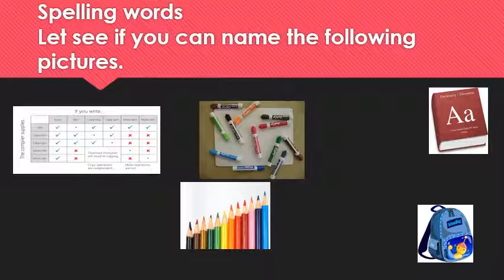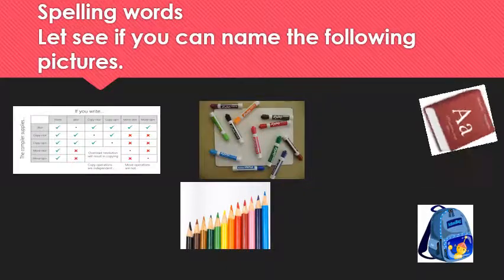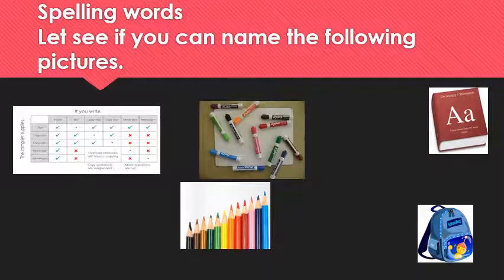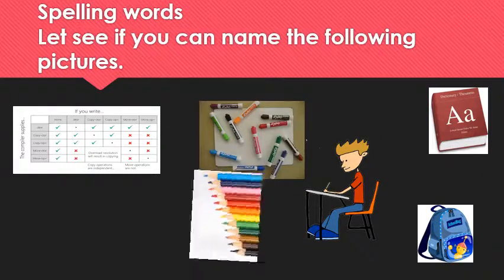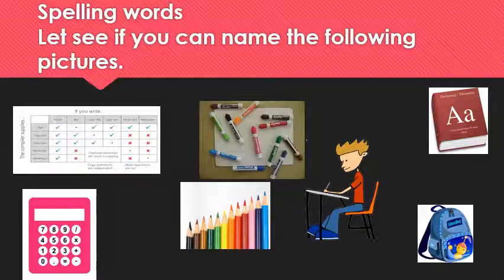Okay, let's see if you can name the pictures for me. The first one is a list, something that we did or did not do. The other one is a white thing with different markers that we can write with. Then we have a book with different names or words inside. We have the bag. There we have a learner sitting at a chair and something. We have pencils and we have something with lots of numbers on it.